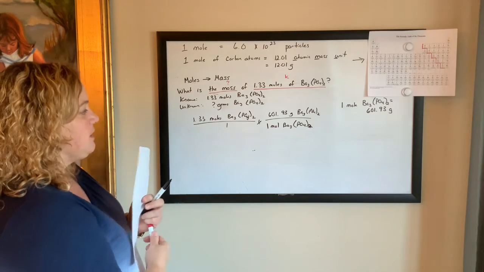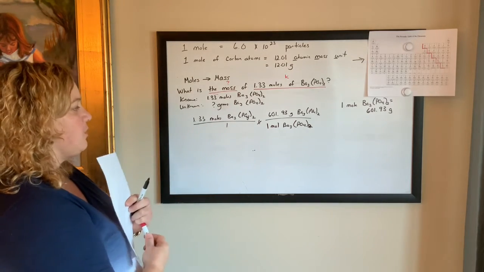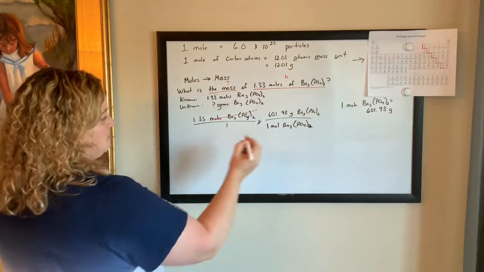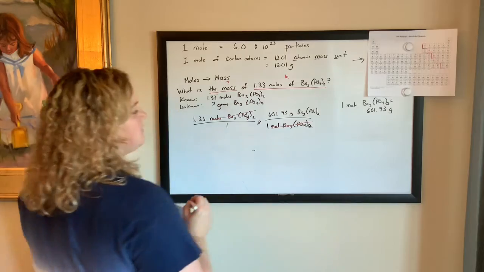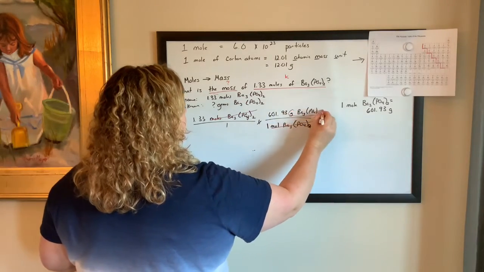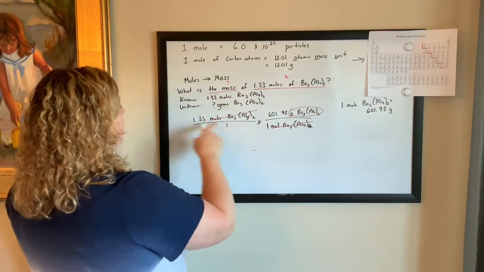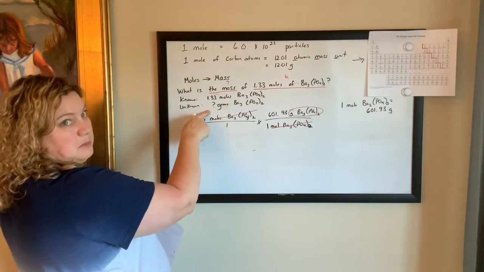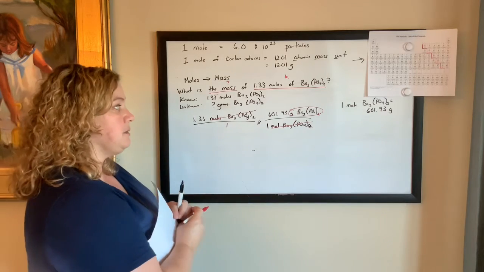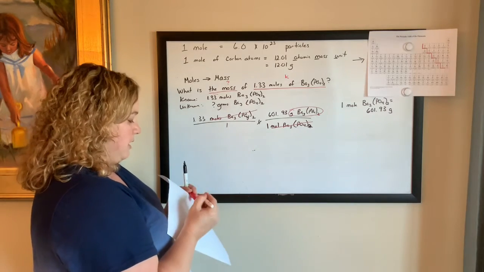All right, so here we go. What crosses out so far? My moles of barium phosphate with my moles of barium phosphate. What am I left with in the numerator? Oh, look, I'm left with grams of barium phosphate. What am I looking for? Grams of barium phosphate. If this is in the numerator at the end of my equation, I must have set it up correctly. Great way to self-check.